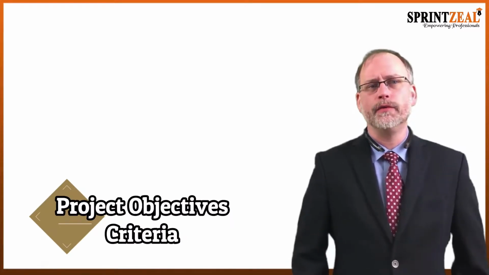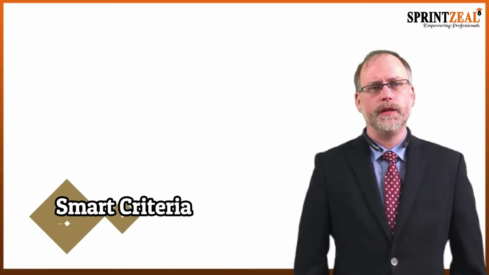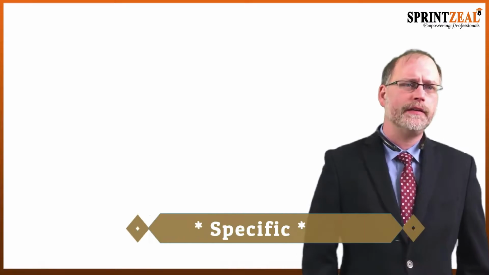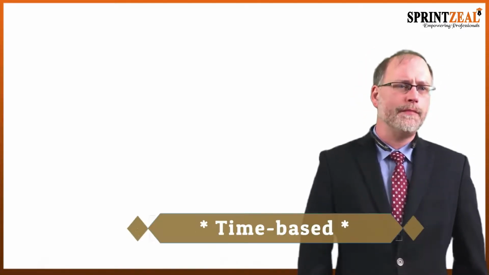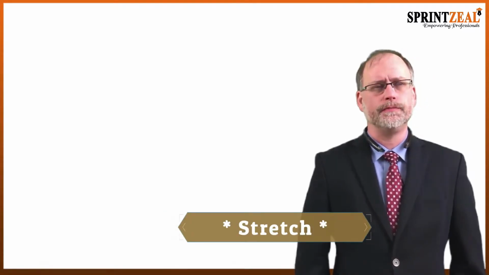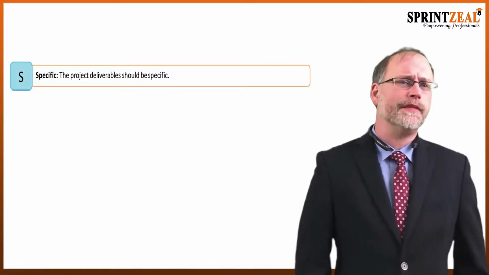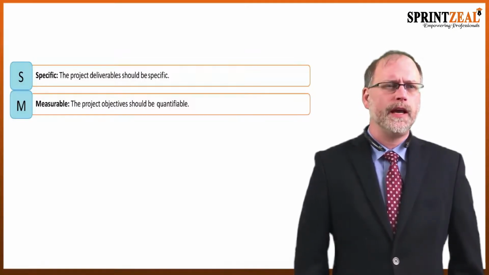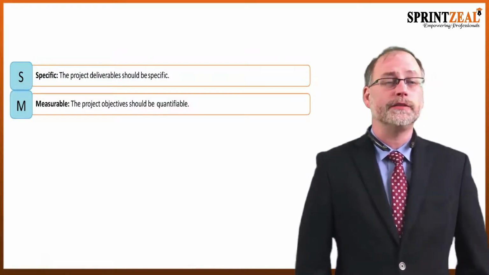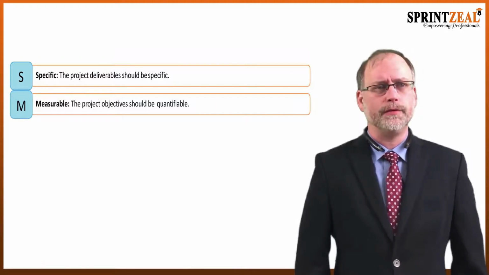So a project's objectives must meet what they call SMART criteria. SMART stands for specific, measurable, attainable, relevant, time-based, and stretch. Now the first S, specific, means that the project deliverables should be specific. And when it comes to measurable, the project objectives should be quantifiable.